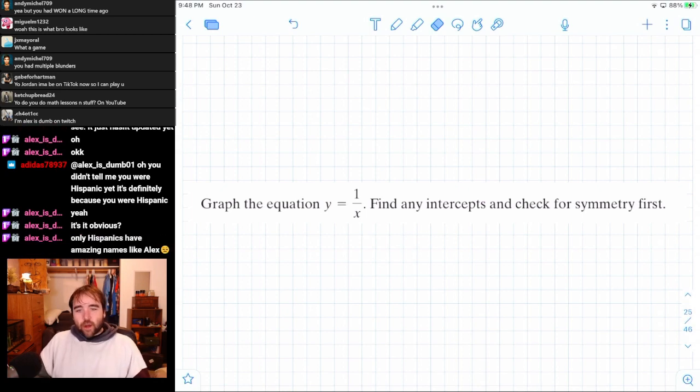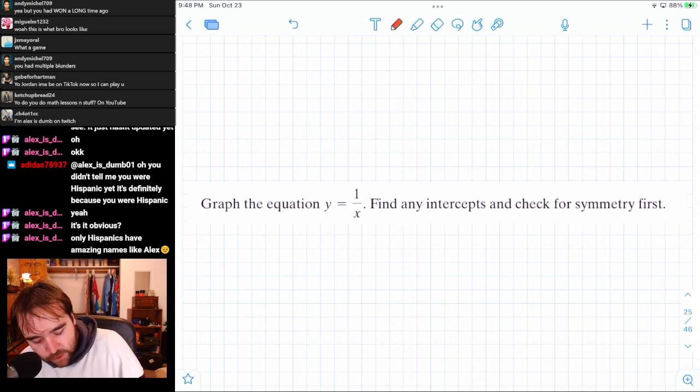All right, so we got another one just like before. Graph the equation y equals 1 over x. Find any intercepts and check for symmetry first. So let's do that first. Find any intercepts. That's going to be interesting here.